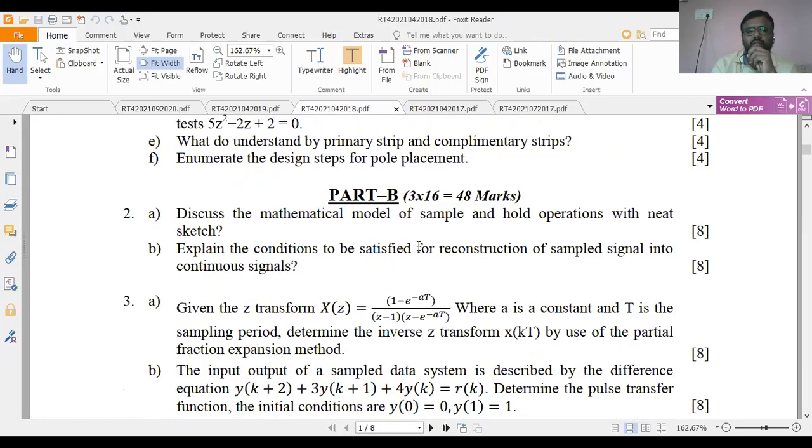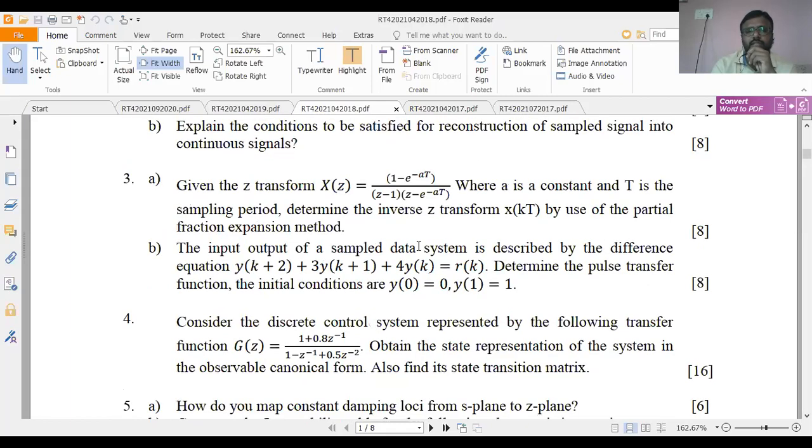Okay, coming to the essay questions, he has asked that given the Z transform x of z is (1 minus e power minus aT) divided by (z minus 1) into (z minus e power minus aT), where a is a constant and T is the sampling period, determine x of kT by using the partial fraction method.